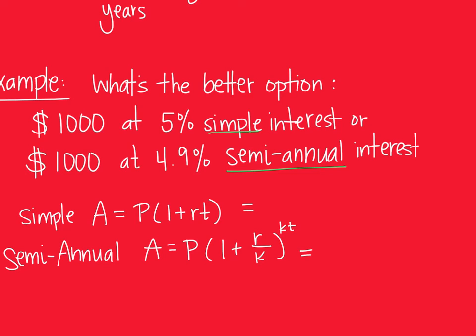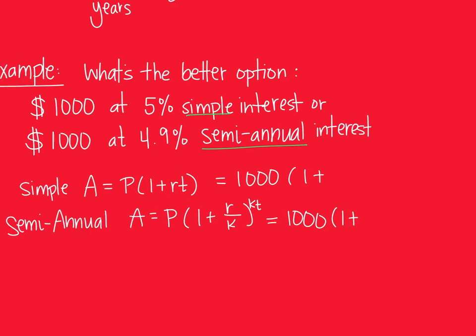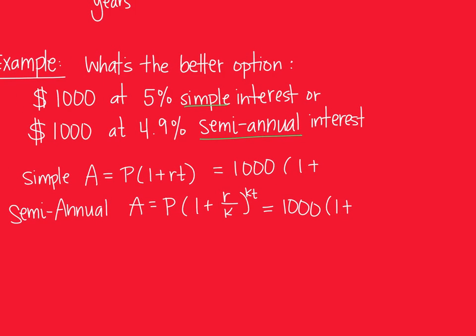So both of them are going to start with $1,000. So let's get that going for both of them. And one of them has a higher interest rate. Okay, $1,000 for both of them. 1 plus, 1 plus. The simple interest is 5%. So 0.05 for the r. And we're just going to assume we're going to do 1 year for both of them.